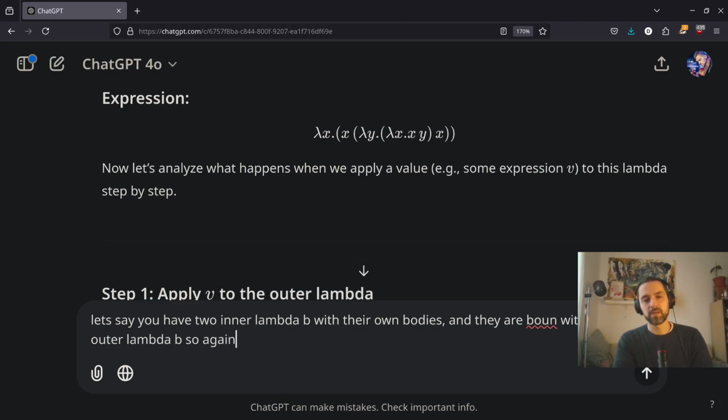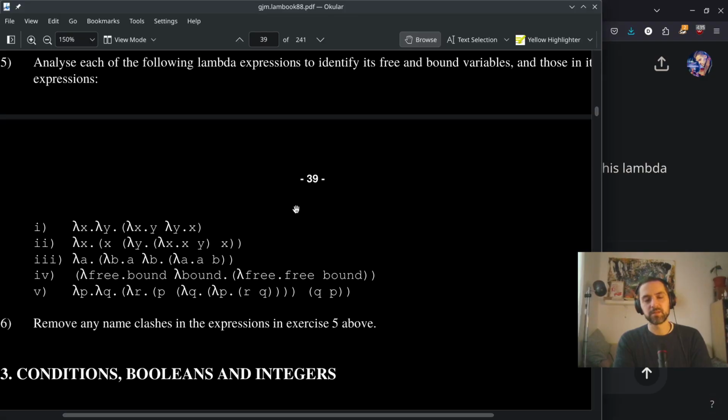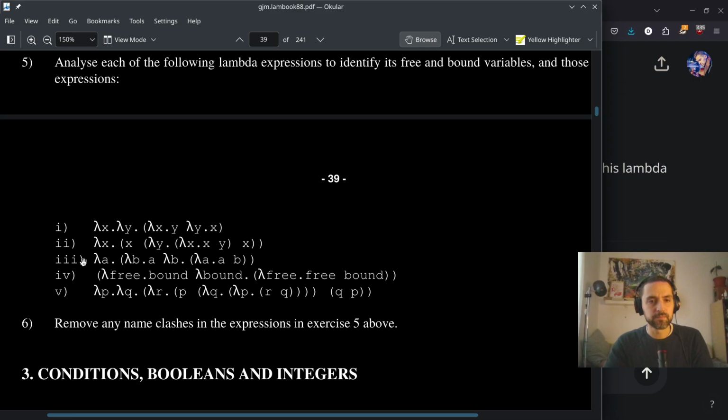So again, there is, wait, I could just copy it here. Browse, text selection.